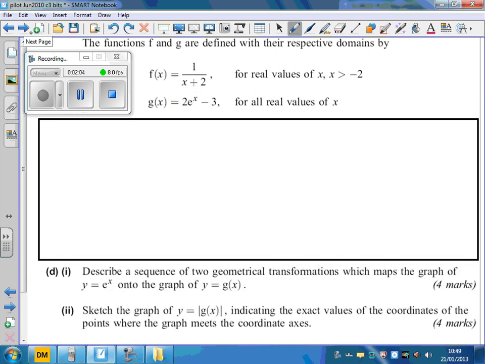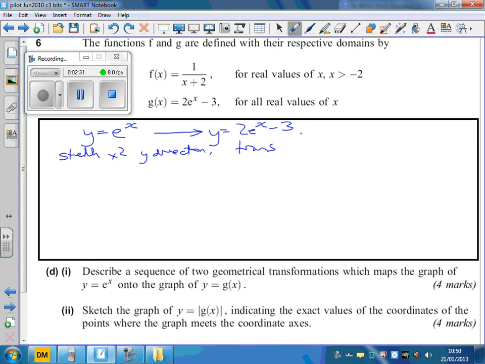I've left some space to do the second part because we're trying to go from y equals e to the x. It's actually what I just did. And we're going to y equals 2e to the x take away 3. It looks like we're probably going to do a stretch times by 2 in the y direction, followed by a translation of 3 down, of 0 minus 3. Well, let's just check that is right. And so the stretch in the y direction, so that means the y gets replaced with y over 2. And then a translation, the y gets replaced with y add 3.